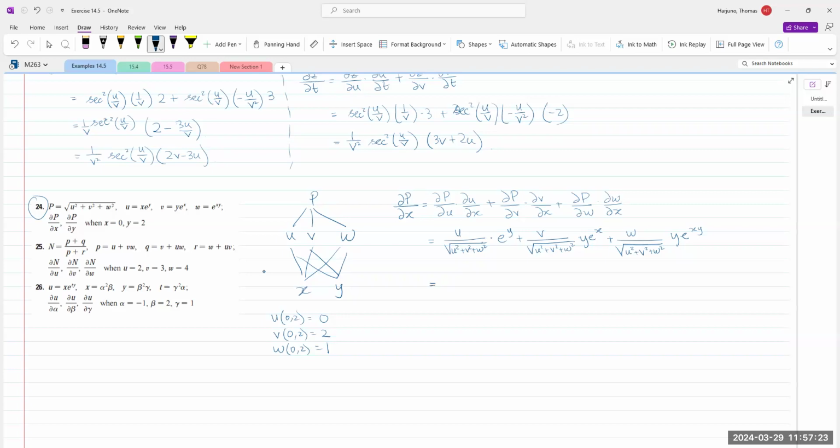Let me factor something out then. So this will be (u e^y + v y e^x + w y e^(xy)) over the square root of u² + v² + w².